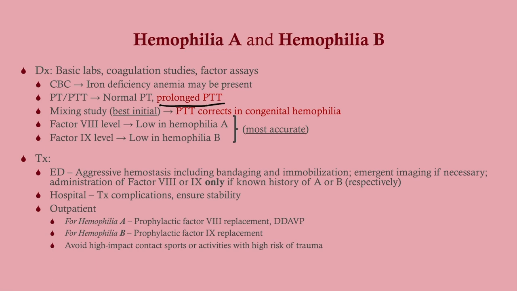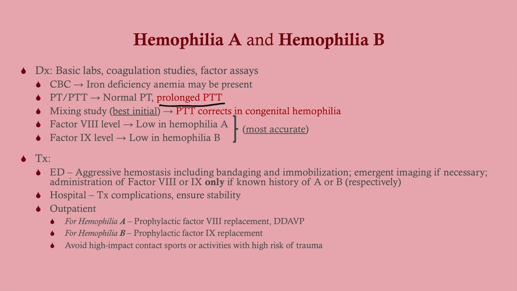In the ED, if these patients present, aggressive hemostasis, administer factor 8 or 9, but only if you know they've got an established history of hemophilia A or B, respectively. In the hospital, treat complications, ensure they're stable. Outpatient management for hemophilia A is prophylactic factor 8 replacement and/or DDAVP, particularly if it's mild. For hemophilia B, it's factor 9 replacement. So we're just replacing the missing factor.